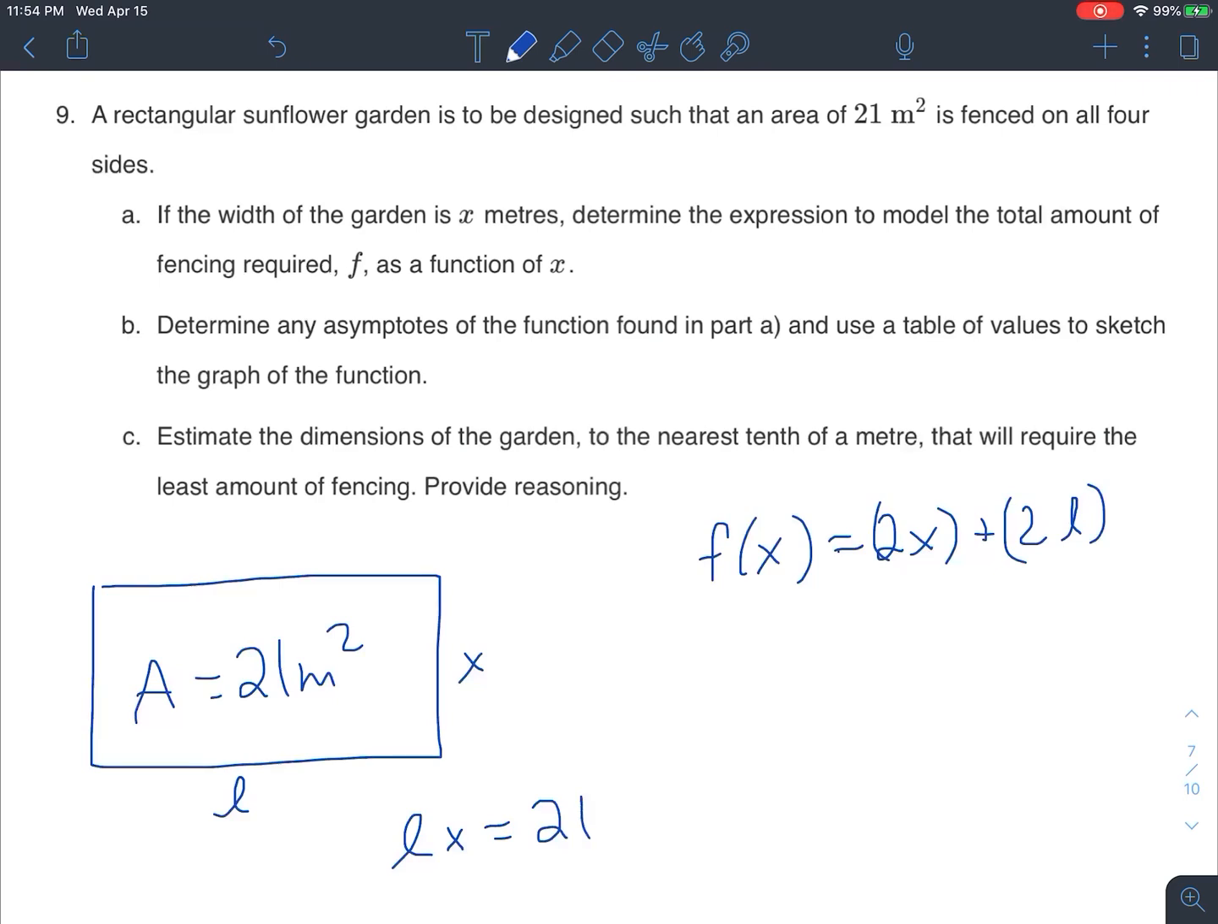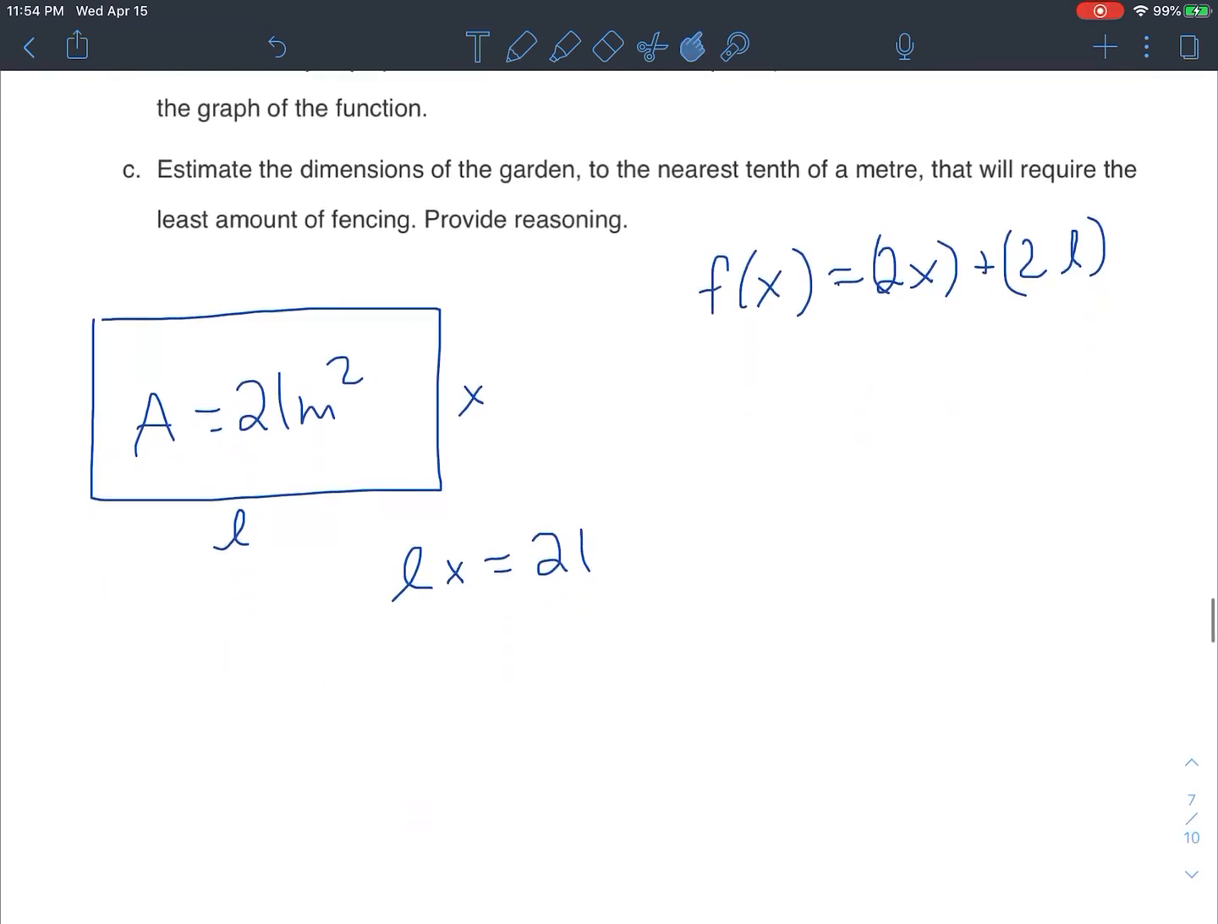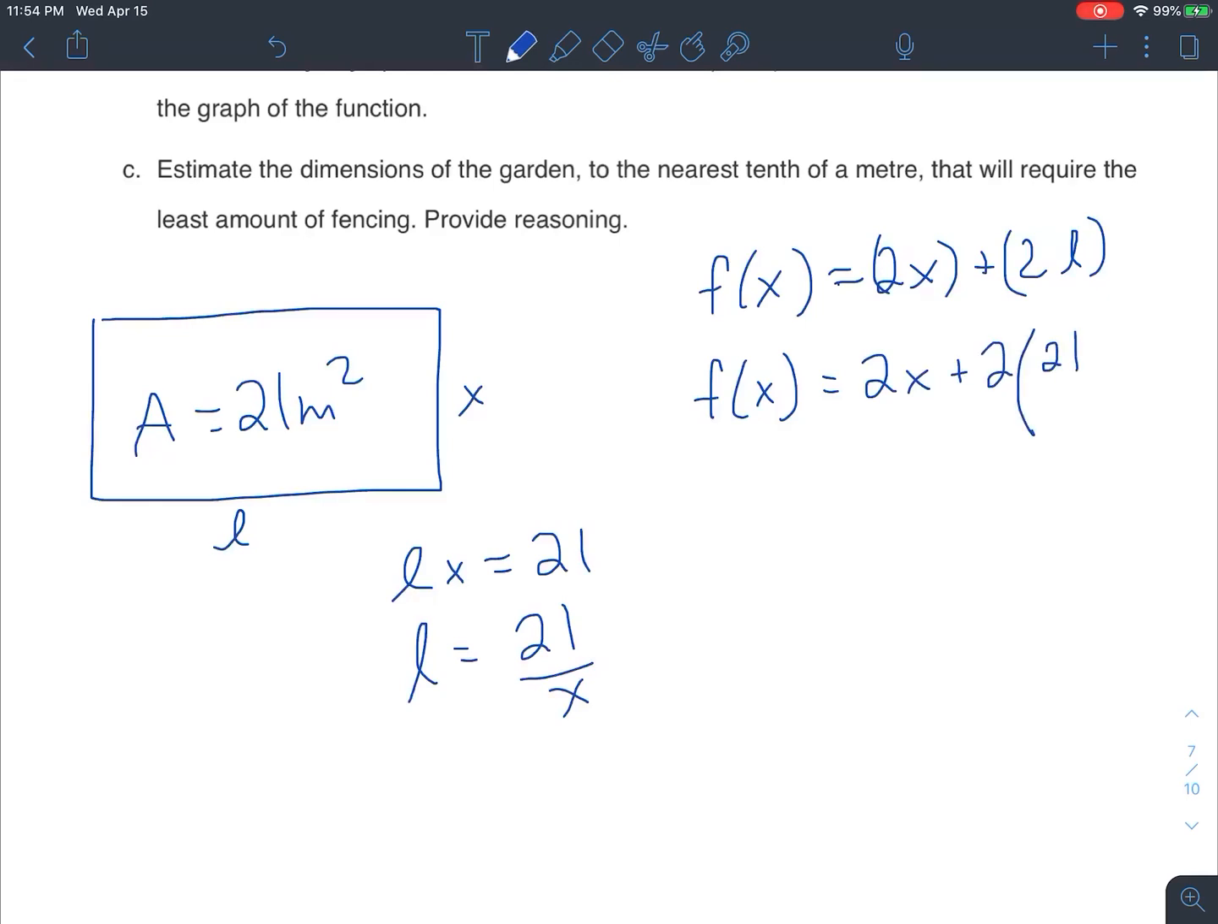So we can say that L equals 21 divided by x. So f of x is actually equal to 2x plus 2L, which is 21 over x. We don't like to see rationals written like that. We need to get a common denominator of x, so we're going to have 2x squared over x plus 42 over x. We'll just put them both over x like that.